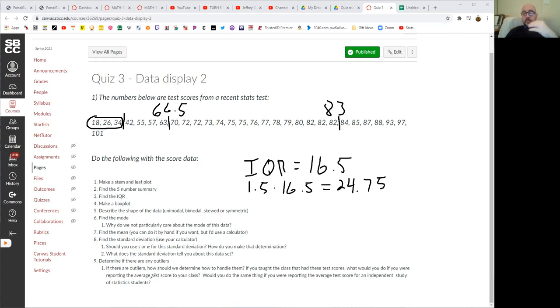So I guess the upshot of this is there are outliers. 18, 26, 34, those are outliers by the 1.5 times IQR method. Depending on the individual students and how they were behaving in the class, or whatever, depending on how much effort they were putting into the class, I might or might not include them in the average. And I think that's all I want to say about this.